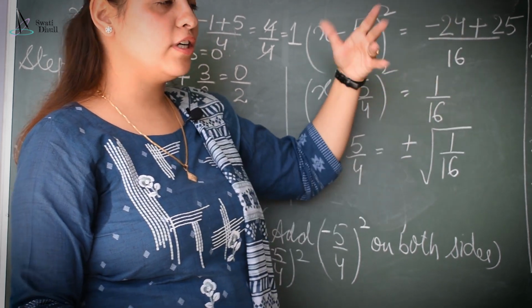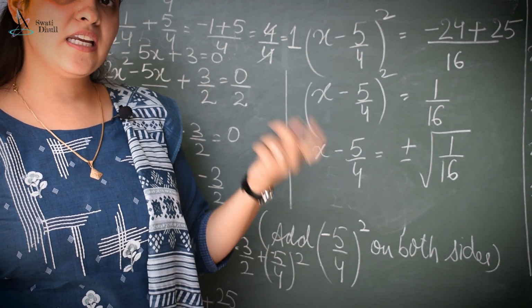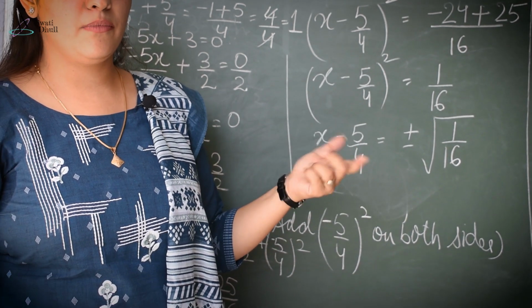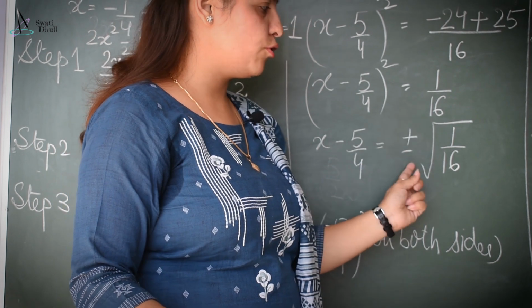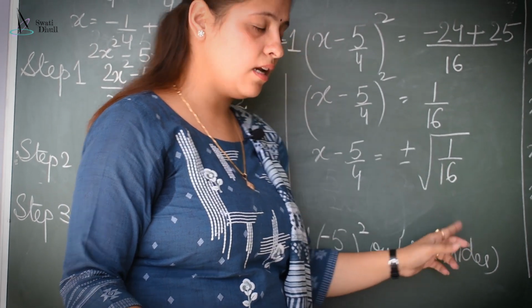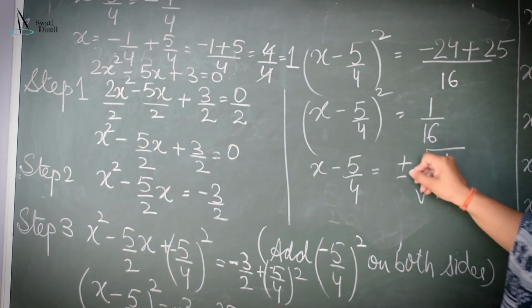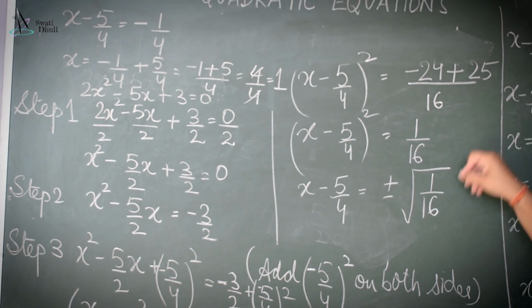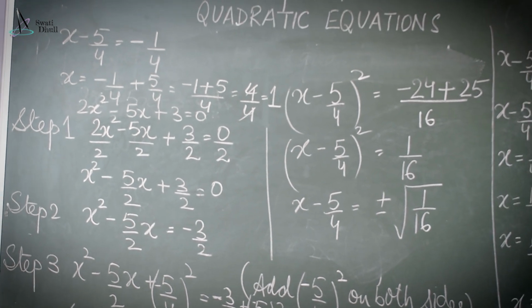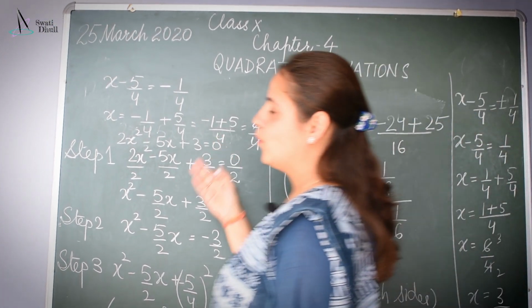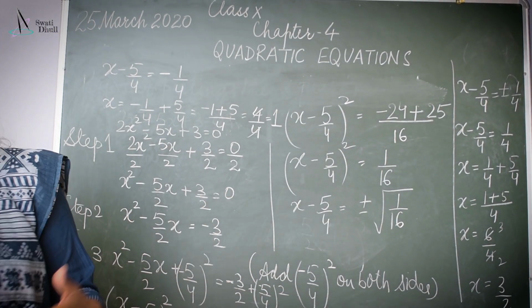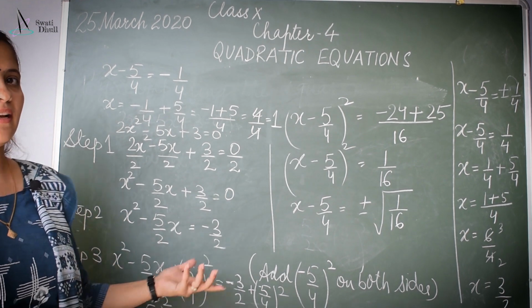I have told you, if you take the square of any positive or negative number, you will always get a positive number. So x minus 5 by 4 is equal to plus minus 1 by 16. Then the square root of 1 by 16 is plus minus 1 by 4. So you have to take both the values and solve them, and you will get the two roots, zeros or the solutions of the quadratic equation.